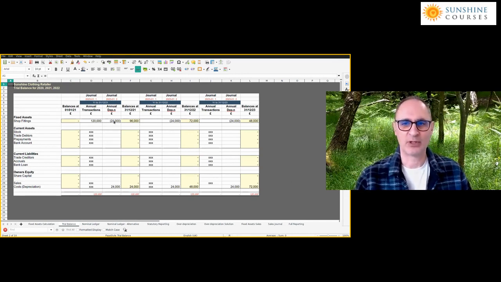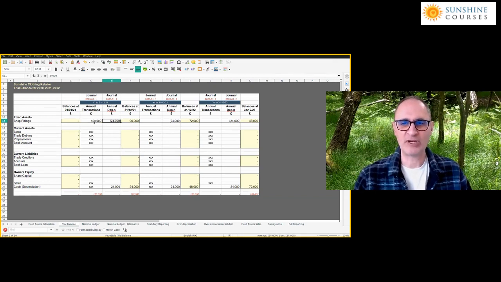And in this example, I'm using the fixed rate basis of depreciation. So the XX simply implies that there's a lot of other transactions going on in the annual transactions. But one of the transactions is that we bought £120,000 of shop fittings. There'll be a lot of other transactions going on, so this eventually would equal zero, even though at the moment it shows 120,000. If we showed the full transactions, I'm just showing the extract relating to the fixed assets.